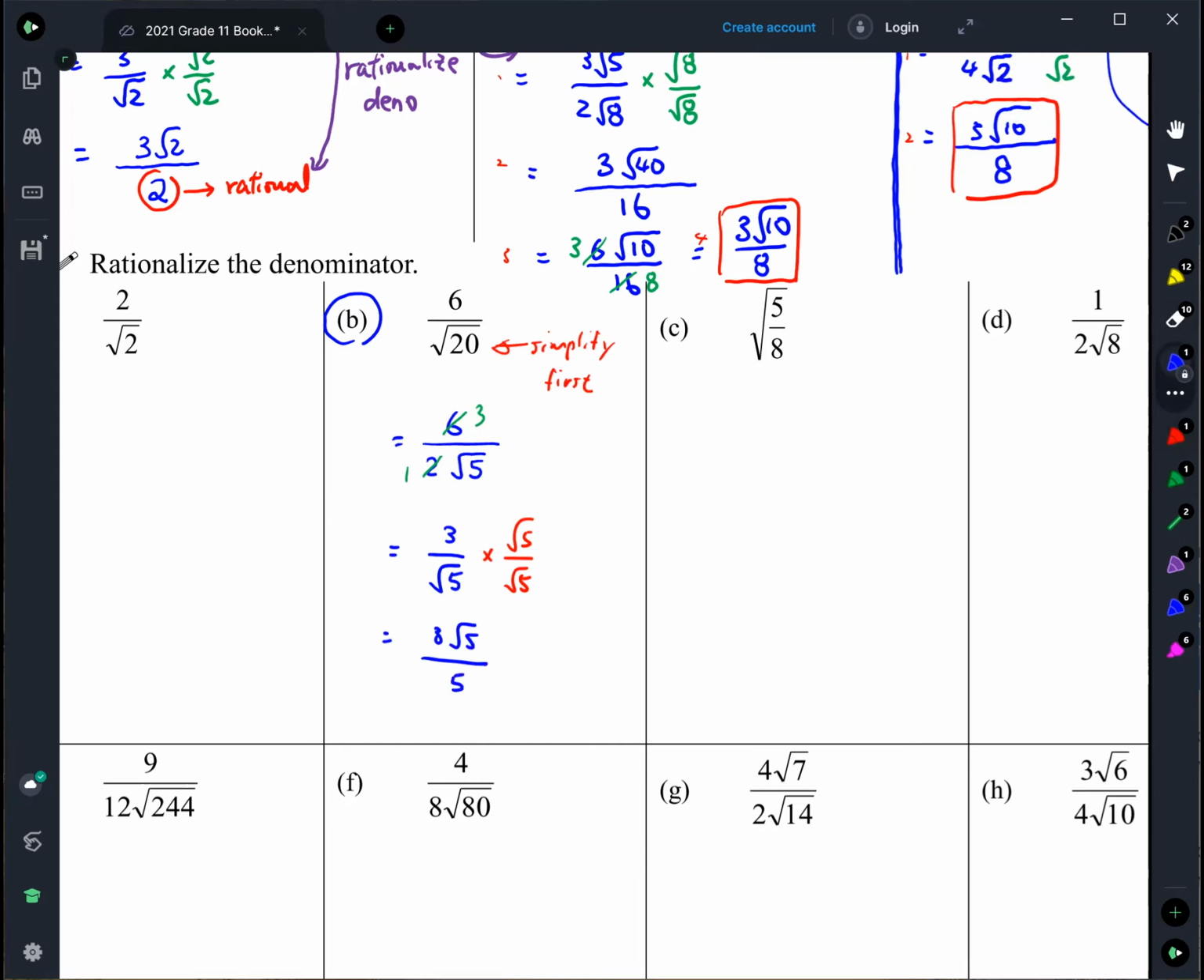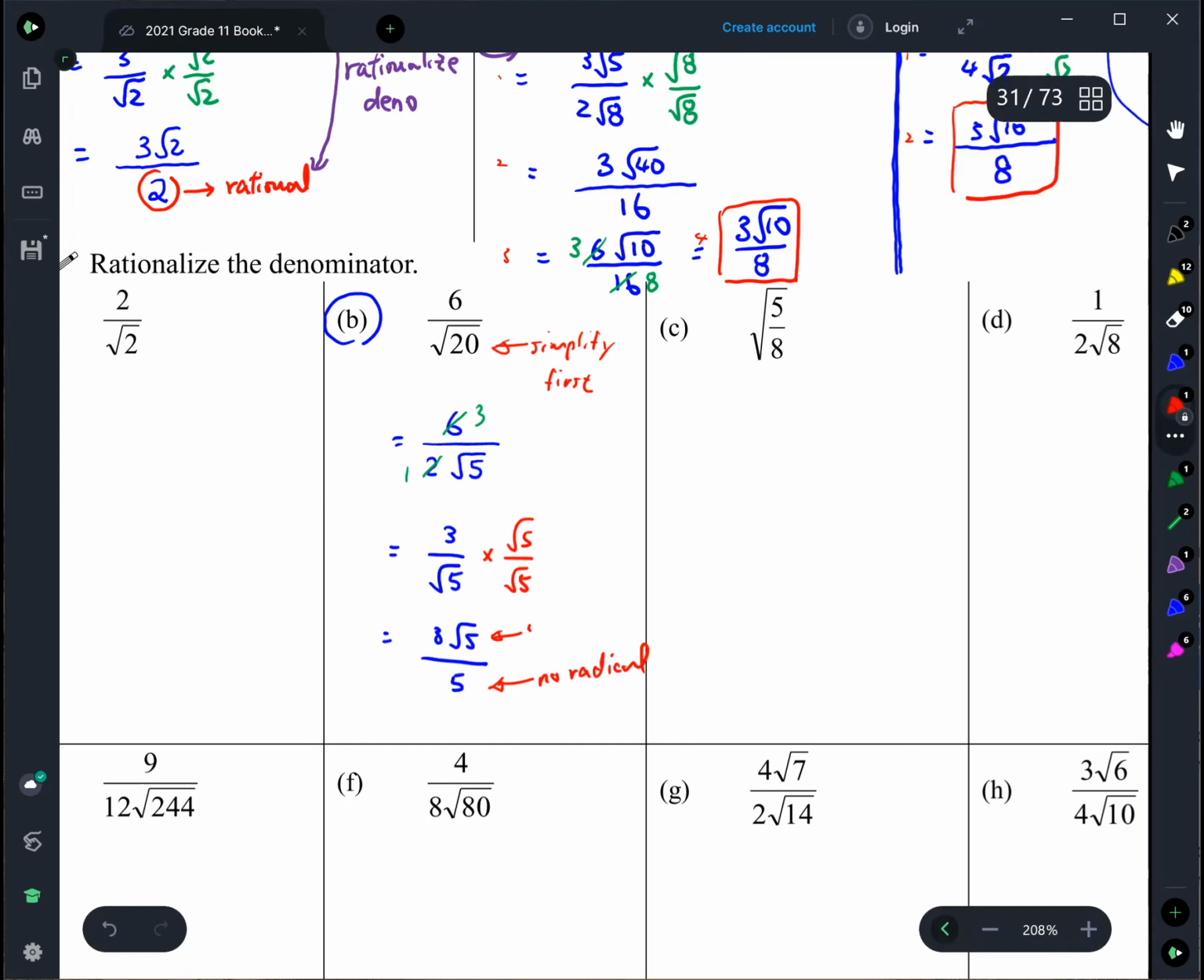And then you double check the denominator. 2 things you need to check. Make sure you don't have a square root in the denominator. Second, you don't have a perfect square in the square root. Let me write that down. No radical. And then in the square root, no perfect squares. Once you met these 2 conditions, then you know that's the correct answer. Then you can box that. That's your final answer.